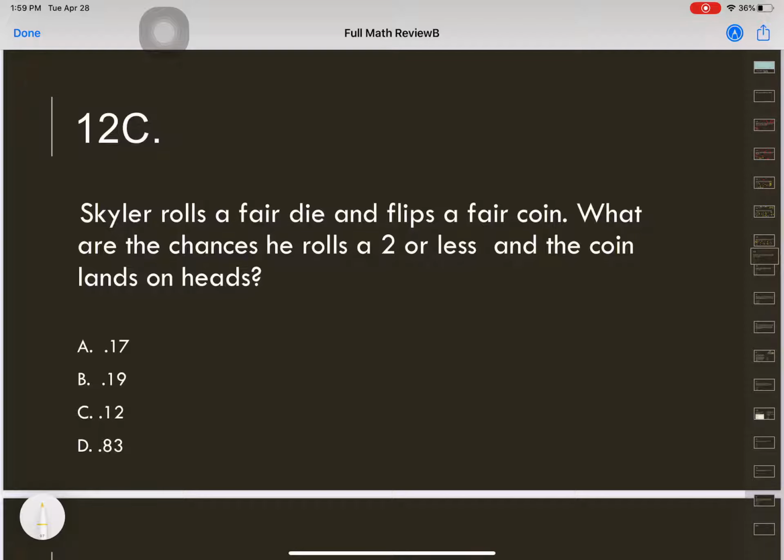Skylar rolls a fair die and flips a fair coin. What are the chances he rolls a 2 or less and the coin lands on heads?